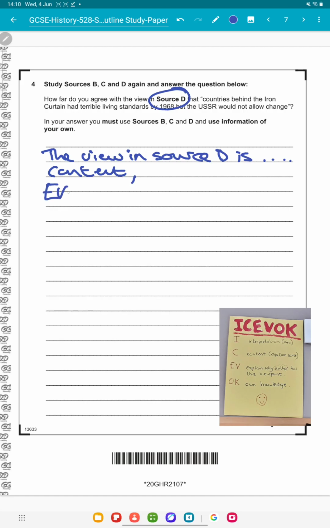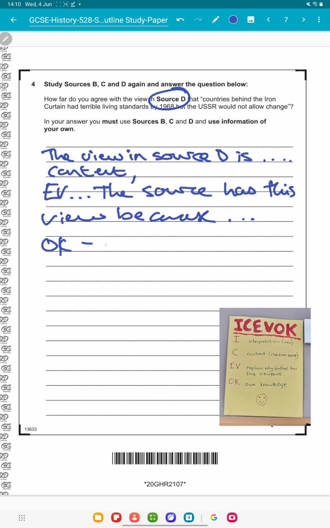Then explain the view, EV. So the source has this view because. Now, it might be because it's from an American, or it's from a Soviet, or it's from a Vietnamese, or whatever it is. And then, own contextual knowledge. From my own knowledge, I know. And explain what you know about what the source is talking about from your own knowledge. So you've got those 3 things to do.